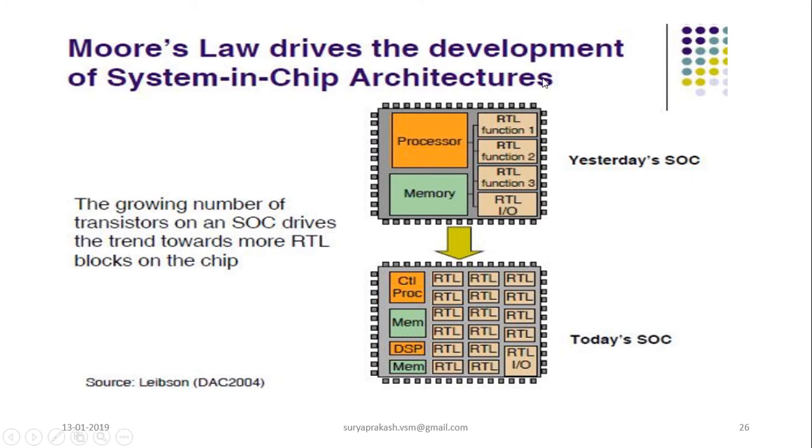And this is how Moore's law has changed the development of system on chip from yesterday's world to today's world. So we can have n number of RTL functionalities inside today's SoC environment. In the olden days, we had the processor, memory, one or two RTL functionalities and general purpose I/O. Today we have the control processor and memory unit, and we are also able to accommodate a digital signal processor unit and memory unit and n number of RTL functionality units such as RTL and real-time I/O. The growing number of transistors on an SoC drives the trend towards more RTL blocks on the chips.